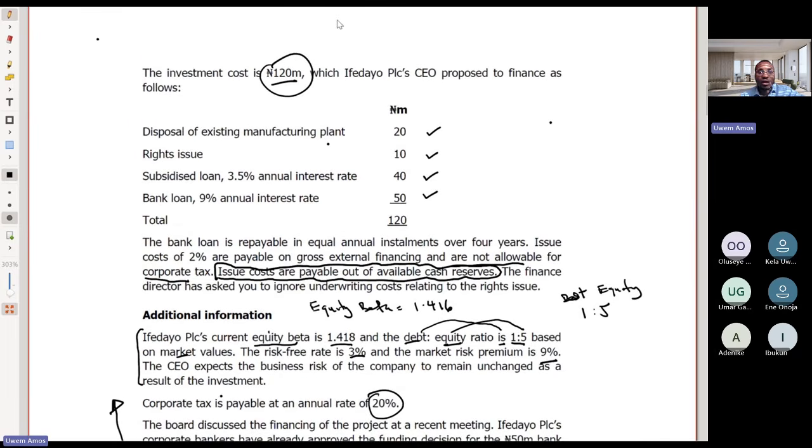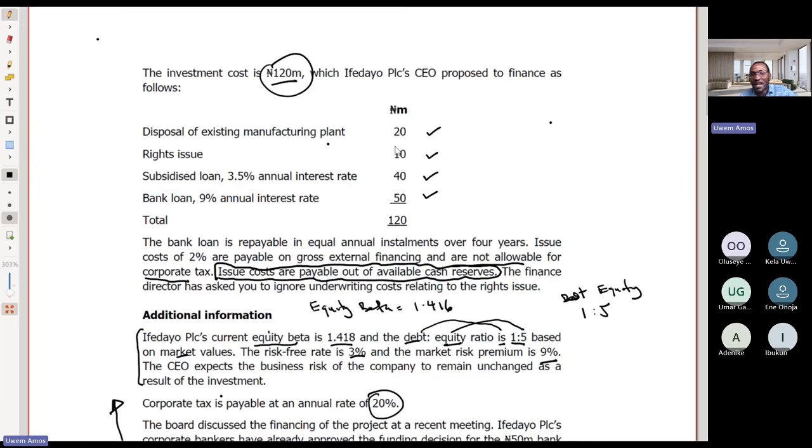Okay, so the company needs 120 million, which Ifedayo Plc CEO proposed to finance as follows. So how does it propose to finance it? Disposal of existing manufacturing, right issue, subsidized loan, bank loan, total of this. The bank loan is repayable in equal annual installment over 4 years. Issue cost of 2% are payable on gross external financing and are not allowable for corporate tax. So the 2% would be on external financing.